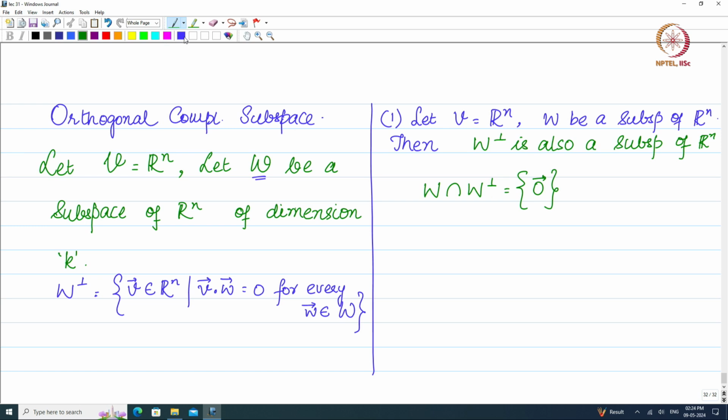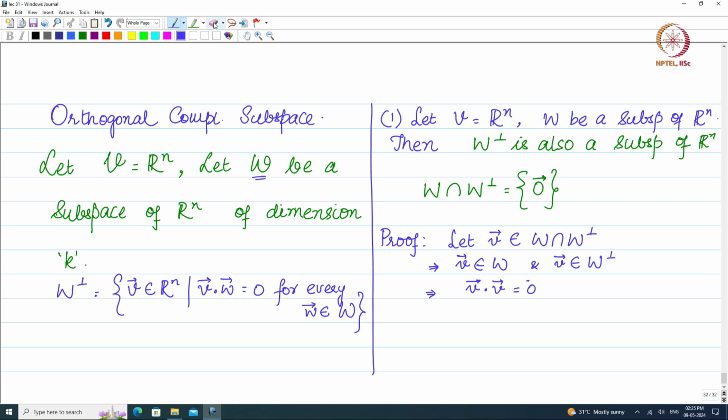So how do we prove this? Just a small quick proof, it is a very interesting proof. Let V be a vector in W intersection W perpendicular. This is the common element to both W and W perpendicular. That means V is an element of W and V is an element of W perpendicular also. Because W perpendicular is the orthogonal complement of W, the dot product of any vector in W with any vector in W perpendicular must be 0. Since V is an element of both, I am going to say V dot V is 0.